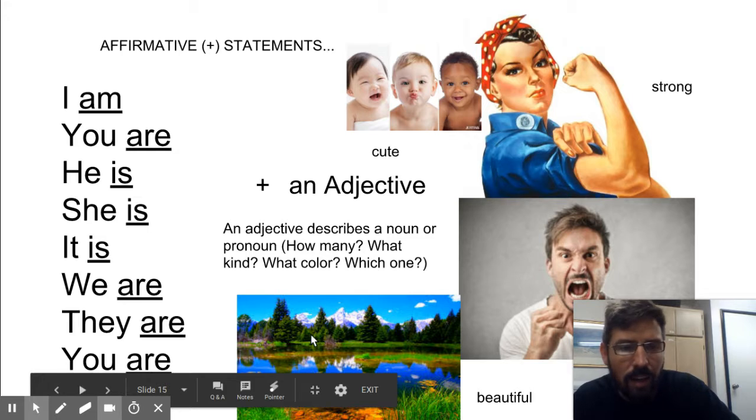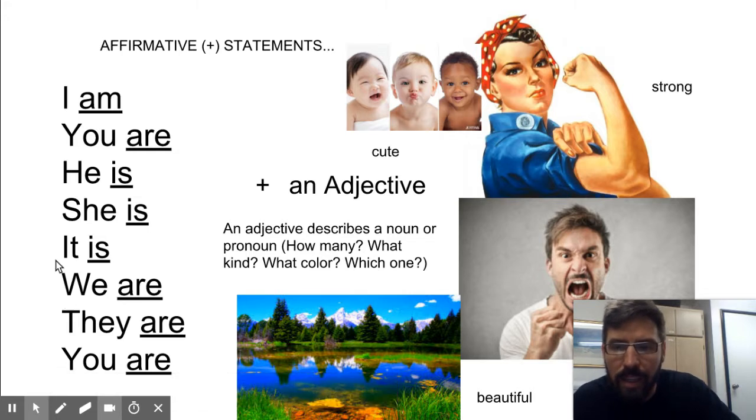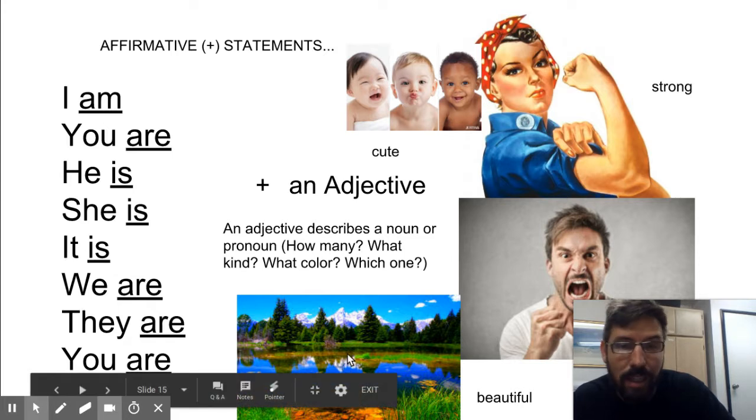This is a place. It's not a man, it's not a woman, it's not a boy, it's not a girl, so we're going to call it it because it's only one, it's singular. It is beautiful. It is a beautiful place. It is beautiful.